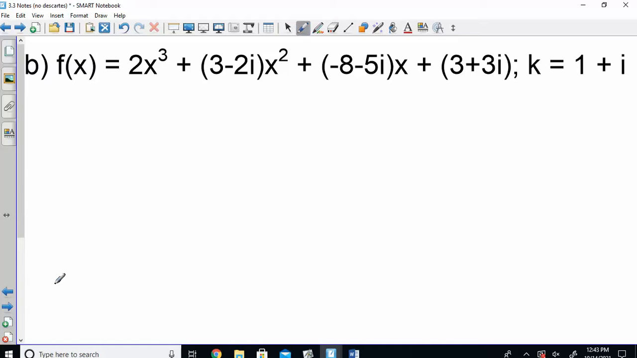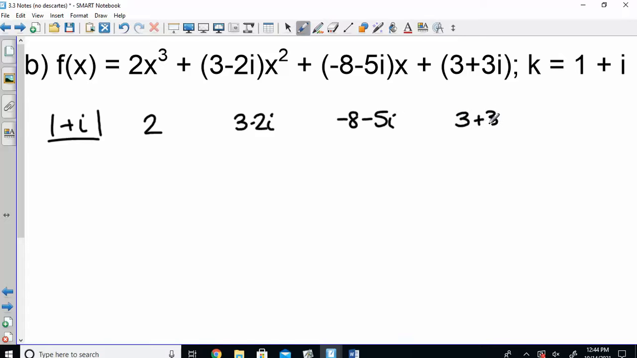What would I need to do? I gave you the first 0. We're trying to factor all this, so we have to do synthetic. So the first 0 goes in our box. My coefficients are 2, 3 minus 2i, negative 8 minus 5i, and 3 plus 3i. So when you write your coefficients, you just leave off your x's.